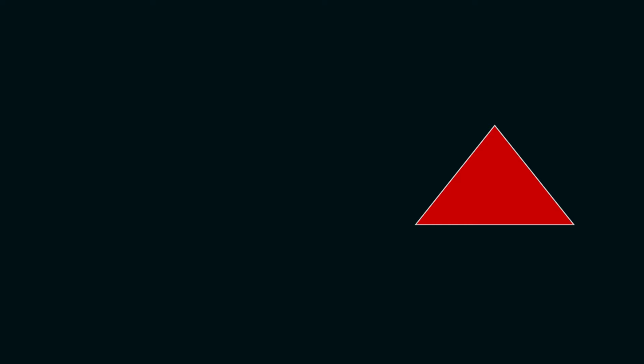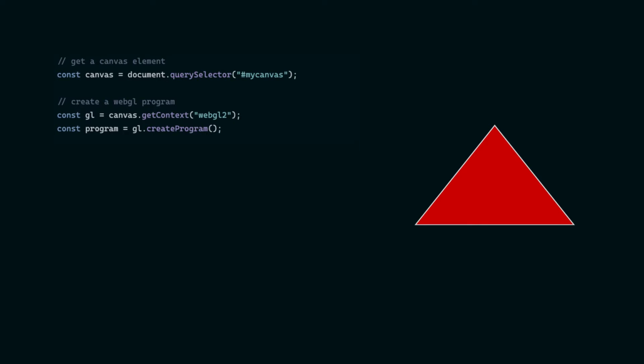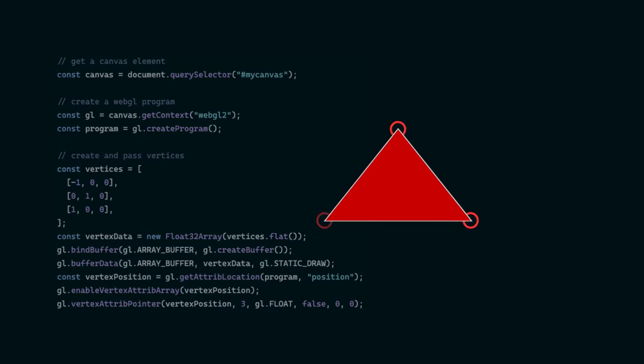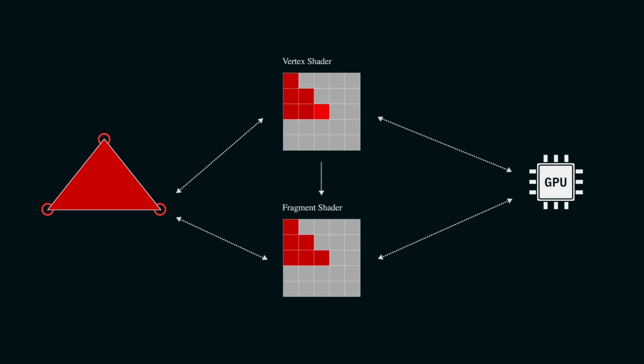To draw this triangle in WebGL, you first get a canvas element with JavaScript and create a WebGL program out of it, and then create the location of the vertices and pass them to the shaders. To render each pixel, the GPU needs two shader programs, a vertex shader and a fragment shader. In the vertex shader, you return the final position of the vertex on the screen. In the fragment shader, you return how to interpolate the final color of the pixels.